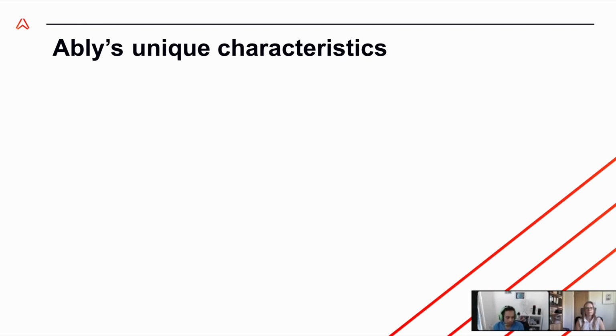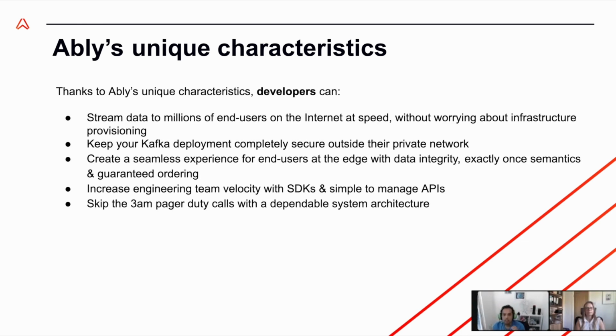So let's talk about some unique characteristics of Ably. The key thing here is that we have abstracted away as much as we can of the requirements of thinking in terms of scale of users. You can just open up streams to millions of end users at full speed of the internet without having to worry about provisioning. We do that elastically for you. You publish once and n number of people can listen.